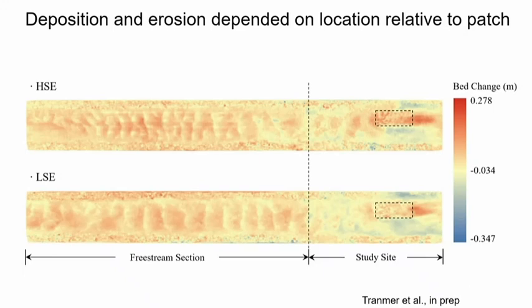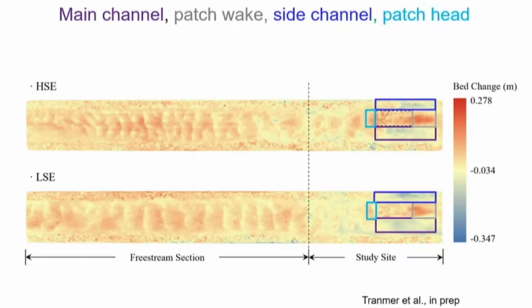But the amount of deposition and erosion, if you just look at this figure, eyeballing it, really depended on where you were relative to the patch. We're going to focus on 5 different locations: the patch itself, the main channel, which is here where most of the flow went, a side channel around the back of the patch, the wake, and then the head of the patch.